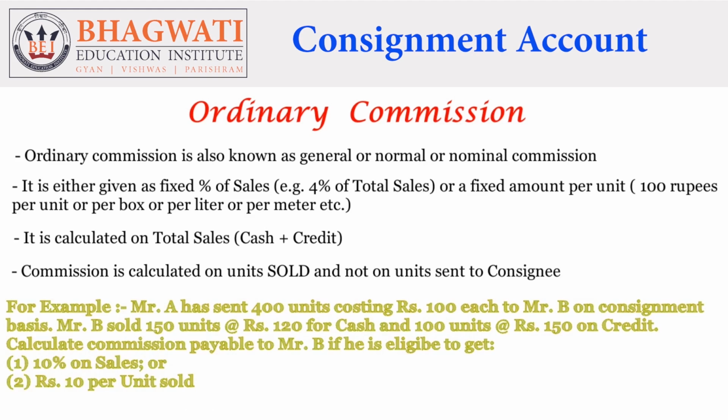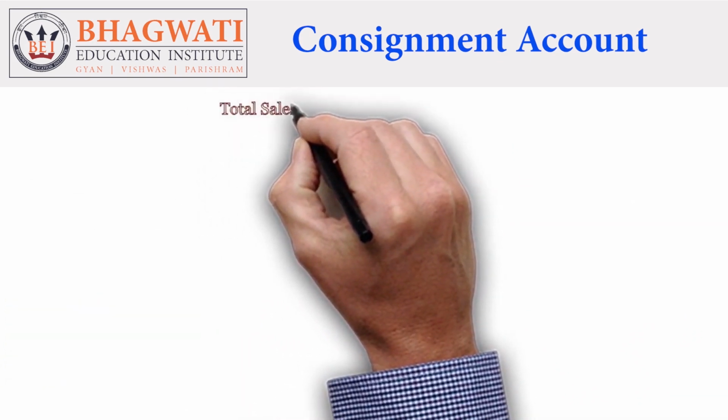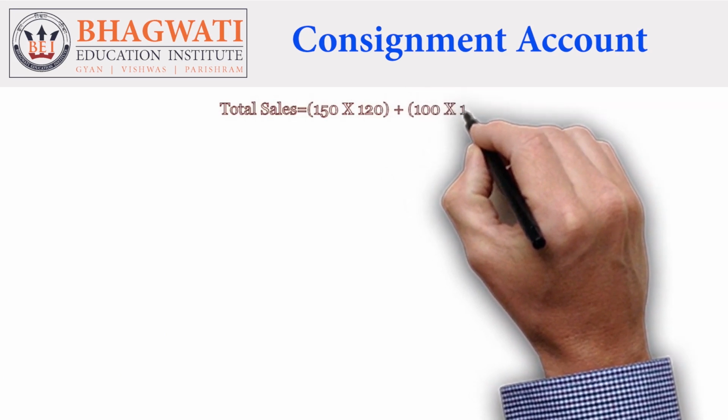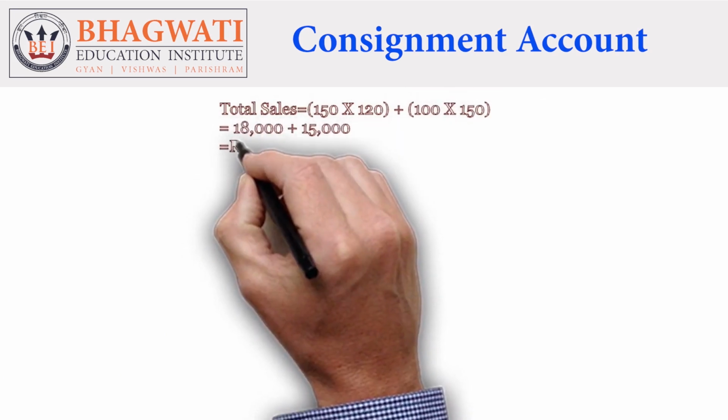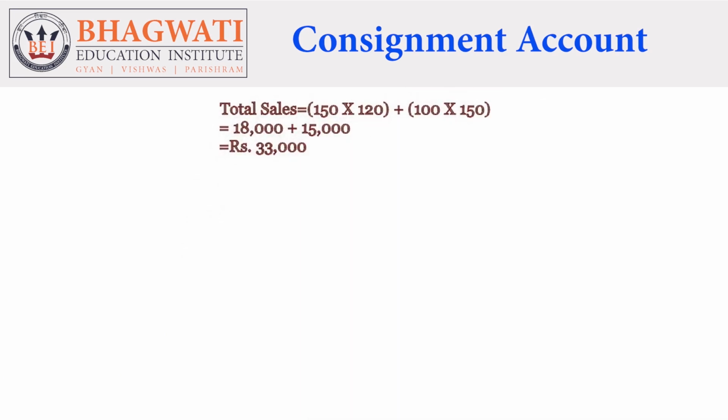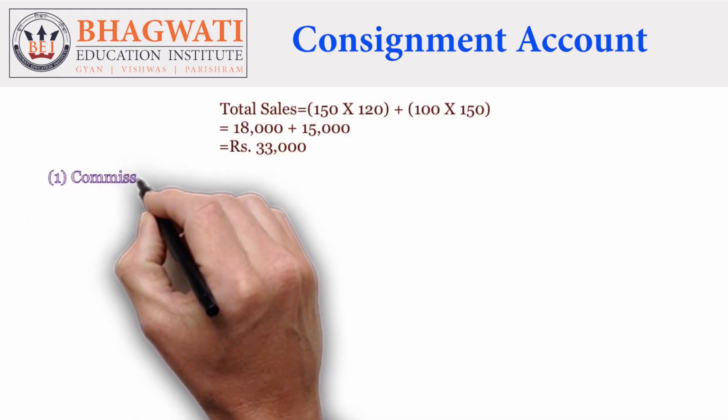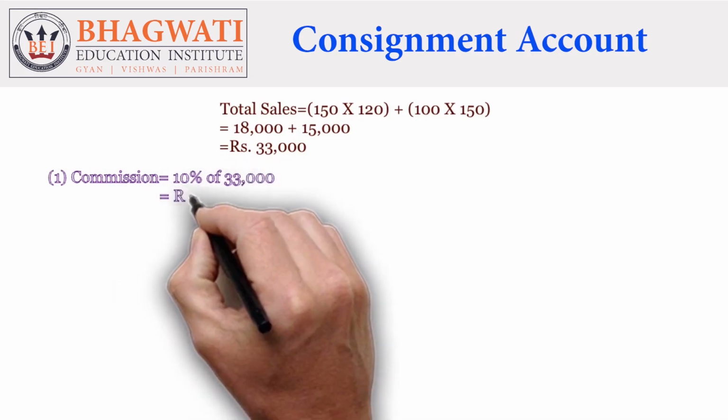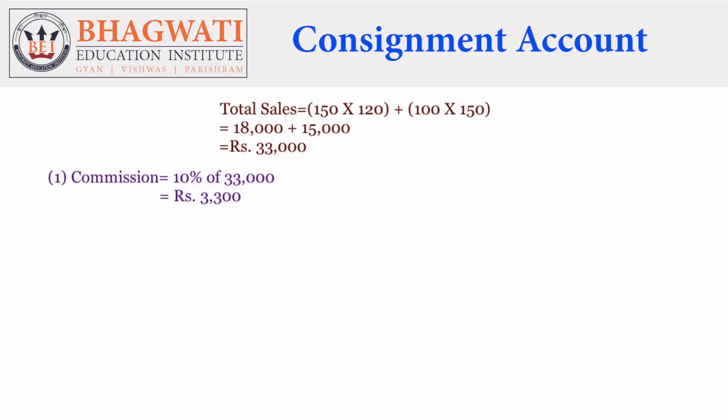Now, if we focus on the first option, 10% on sales, it has to be on sales value. So here I have to calculate total sales first. So 150 units into 120 rupees and 100 units into 150 rupees. So 18,000 plus 15,000. My total sales is 33,000. Correct. Now, under option number one, if I calculate commission, it will be 10% on 33,000 rupees, which is 3,300 rupees.